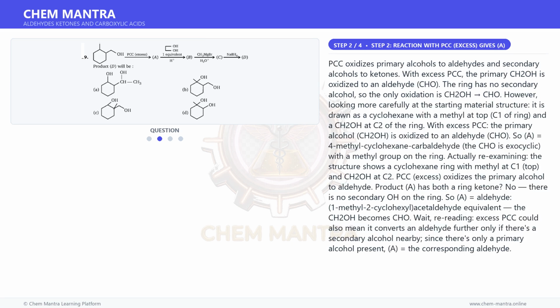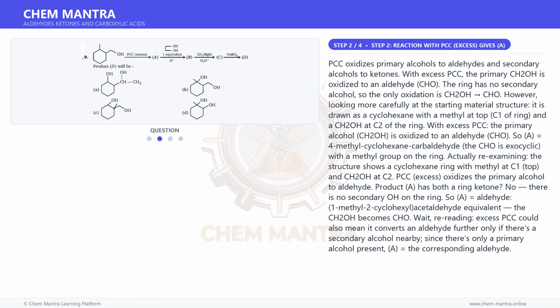Moving on to the next step. PCC oxidizes primary alcohols to aldehydes and secondary alcohols to ketones. With excess PCC, the primary CH2OH is oxidized to an aldehyde, CHO. The ring has no secondary alcohol, so the only oxidation is CH2OH to CHO.